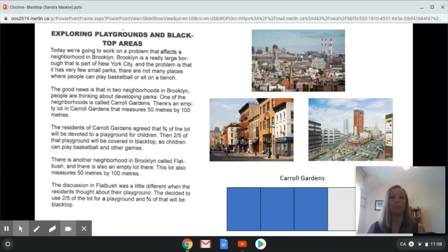There's also another neighborhood in Brooklyn, like I said, called Flatbush, and there's an empty lot there, which just amazingly happens to measure 50 meters by 100 meters. The discussion in Flatbush was a little different when the residents thought about their playground. They decided to use 2/5 of the lot for a playground and 3/4 of that as blacktop.